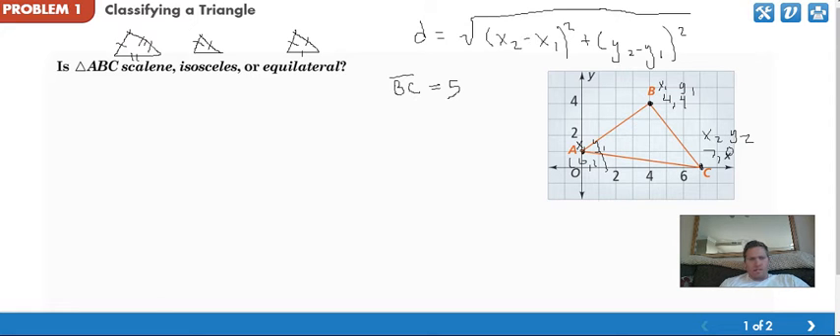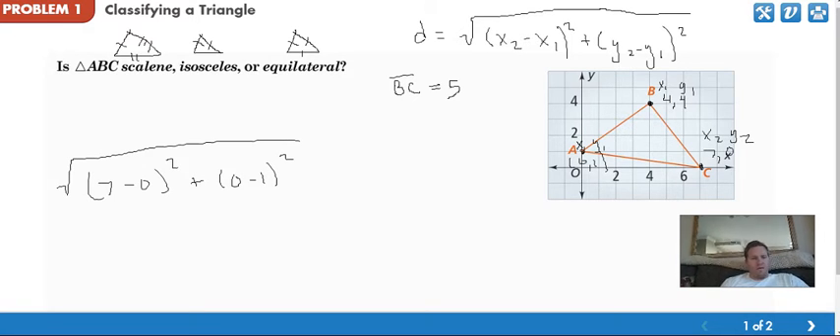I have x2 right here is 7 minus 0 squared, plus y2 is 0 minus 1 squared, and this is all square root. So this is going to give me 7 squared, which is 49, plus negative 1 squared is 1, so this is going to give me the square root of 50. Okay, square root of 50 is not a perfect square root, so we can keep it like that.